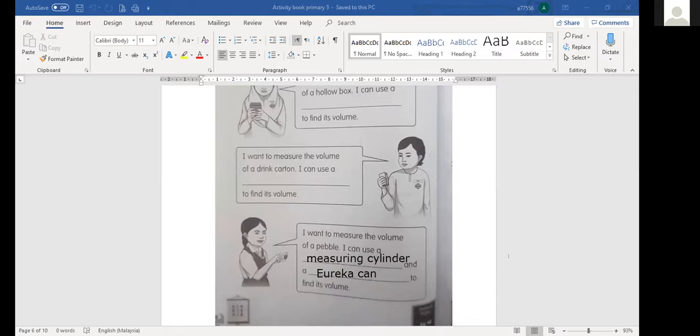Activity book saya tak ada. Tak ada. Nanti boleh ambil kat sekolah ya. You can take your activity book at school. Bila? Bila-bila pun boleh ambil. Okay, ask your parents to take your activity book. Siapa yang belum ambil, you can take your activity book at school. Buku aktiviti awak banyak dah tak jawab. So we will do together, okay? Lepas ni pun teacher guna activity books. Kita akan buat revision on the previous topic. Muka surat berapa? 58.